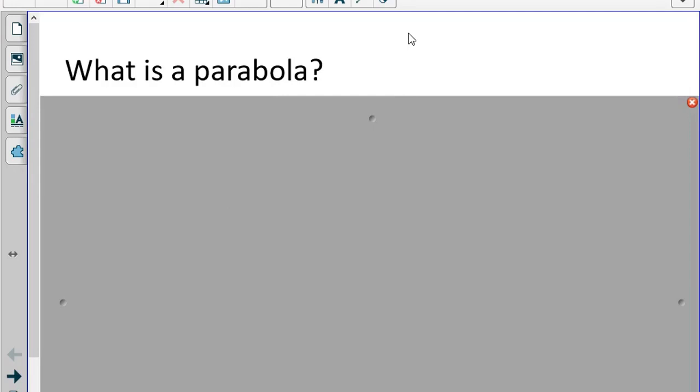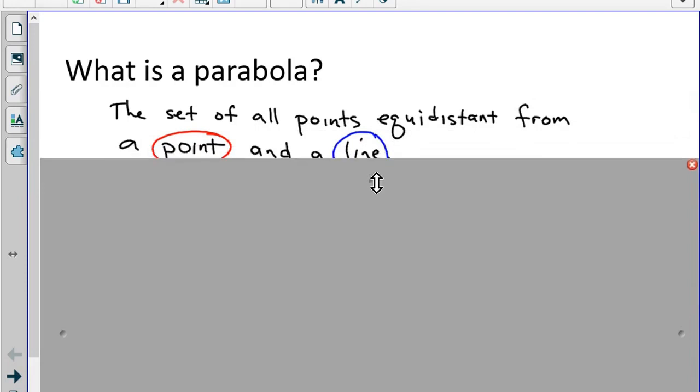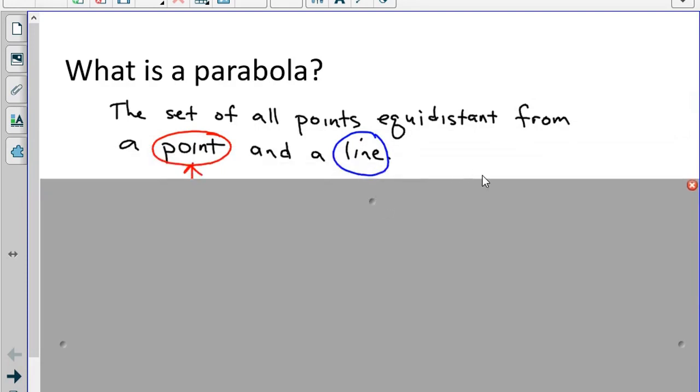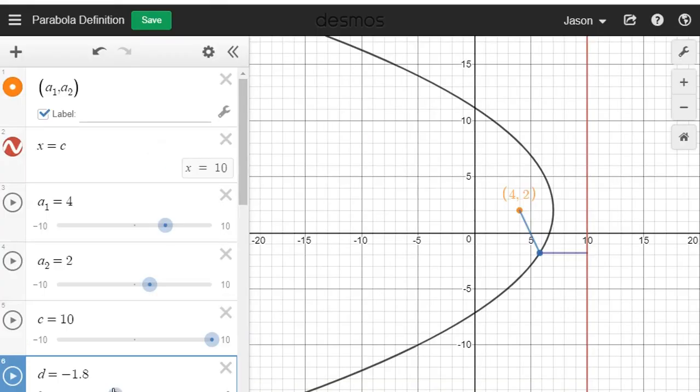We're going to talk about parabolas now. What is a parabola? A parabola is the set of all points equidistant from a point and a line. The set of all points equidistant from a point and a line. So let's take a look at what that actually looks like.